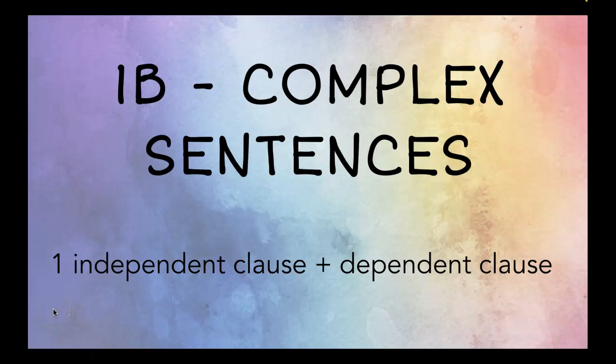For this task, you're working on lesson 1B about complex sentences. You should have two handouts that have 1B on them. One of them is a chart, and the other one starts with question 7 and has some sentences on it for you to practice.